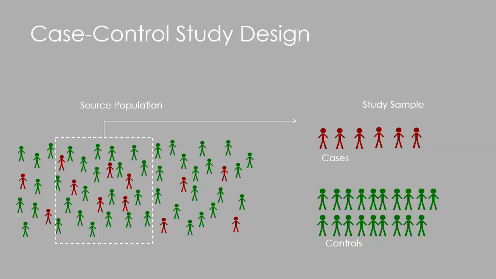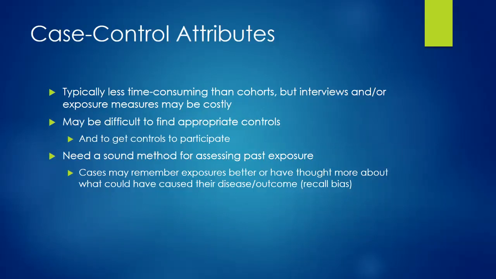So here's a similar graphic representation as the one we saw with cohort studies for case controls. If we have that same source population, green people are those who don't have the disease of interest, the outcome, and red people do have the disease or the outcome of interest. In a case control study, we'd have our sample, and then we'd identify all those cases, the red people, and all the controls, the green people, and then ask them about their past exposures or use medical or some other kind of records to evaluate their past exposures.